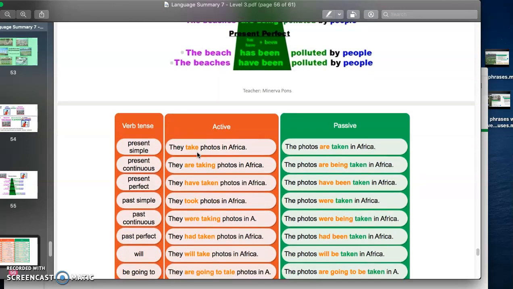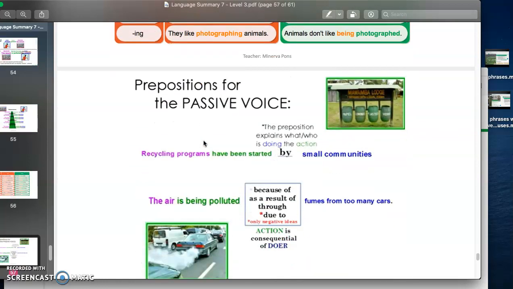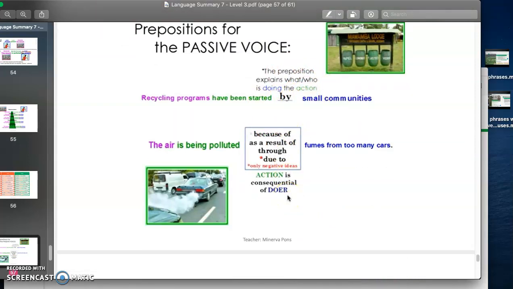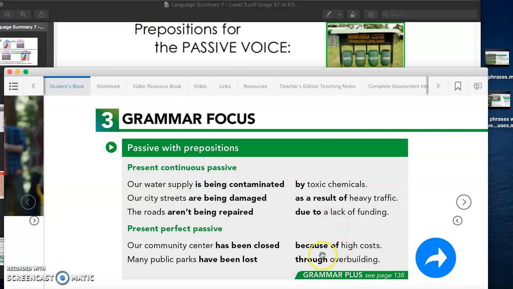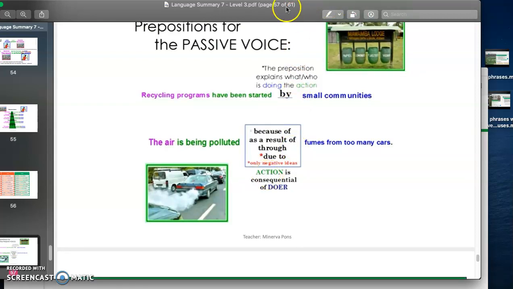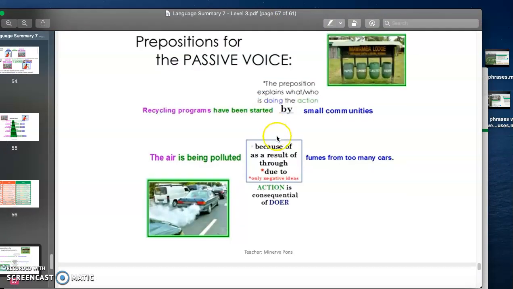In here we have some more examples. And these are the prepositions that we can use for the passive voice, the same ones that we saw in the book. By, because of, as a result of, through. Something to keep in mind is that this one, due to, is only used to express a negative idea. So if you say due to, it's because it's negative. Not the sentence, but the idea. What you're going to say is not good, it's negative.